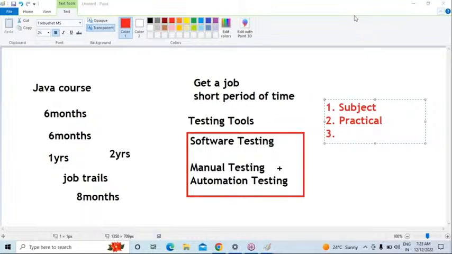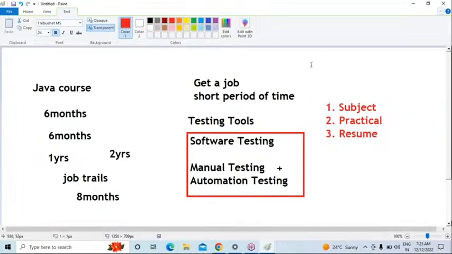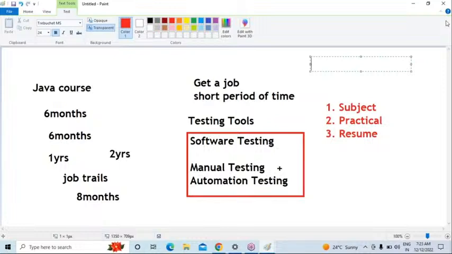Fine. So here, the next thing is very important. We need to place a resume. So where do we have to place the resume? In Naukri and Monster, we have to place the resume. That is the major thing we need to focus on. How will the resume be shortlisted, on what basis will they be shortlisted? We need to understand it.